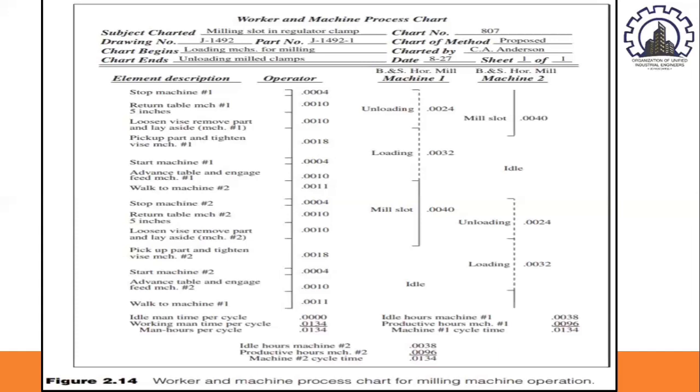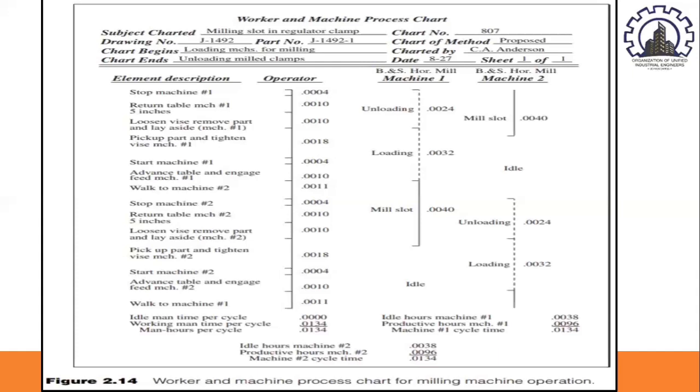Now, accurate elemental time values are necessary before the worker and machine chart can be constructed. And these time values should represent standard times that include an acceptable allowance for fatigue, unavoidable delays, and personal delays as well. The analyst should never use overall stopwatch readings in the construction of the chart. And also, as you can notice, the completed worker and machine process chart clearly shows the areas in which both idle machine time and idle worker time occur.